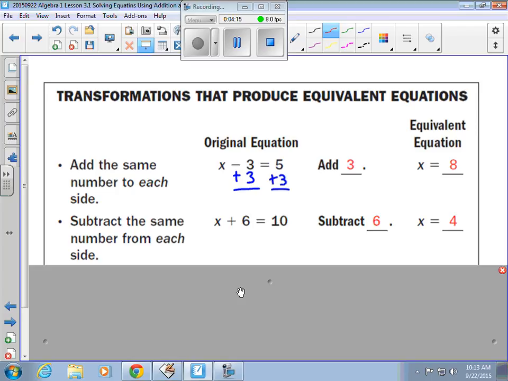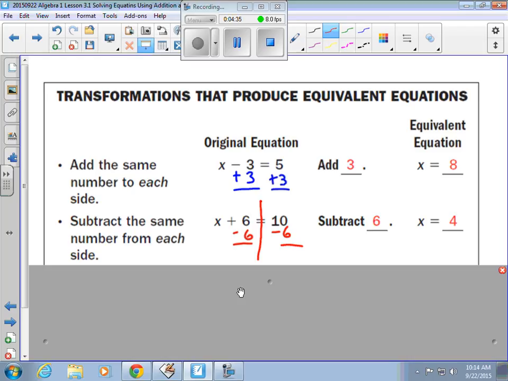The next transformation that produces an equivalent equation is subtracting the same number from each side for the same reason. There's your balance point right here. x plus 6 equals 10. In order to undo plus 6, you subtract it on both sides. 6 minus 6 cancels it out. That's what you were trying to do. You were trying to undo it and give you just x. 10 minus 6 gives you 4 in that case.